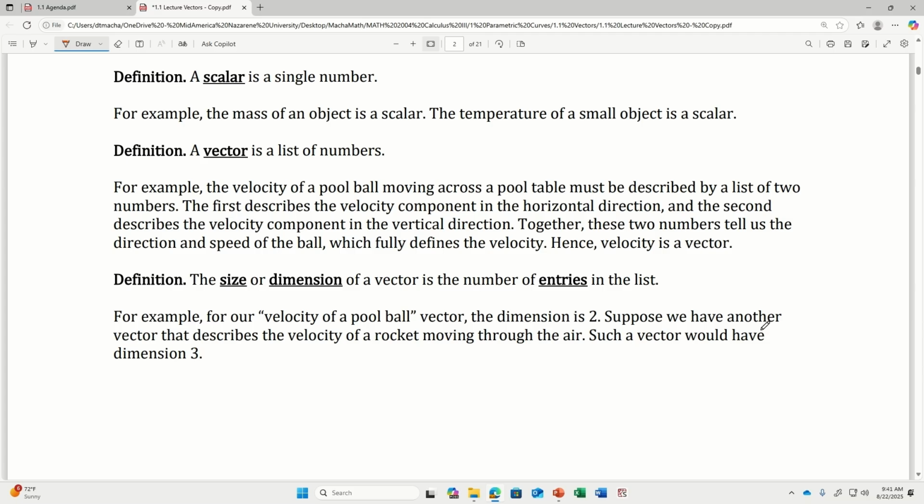I've got some vocab words for you. For the rest of the semester, if I say scalar, I'm talking about a single constant number. Like the number 3 could be a scalar. If I were to weigh my water bottle, the mass of this object would be a scalar.